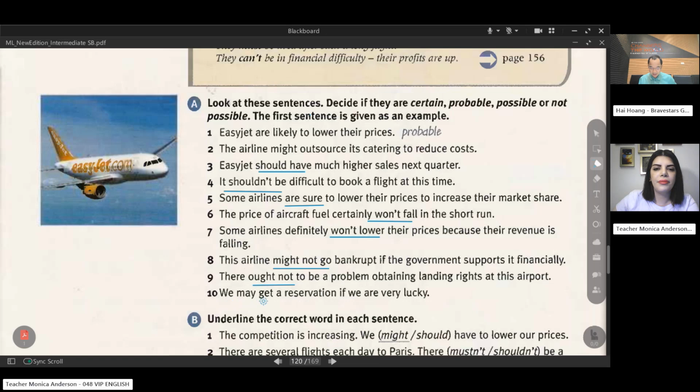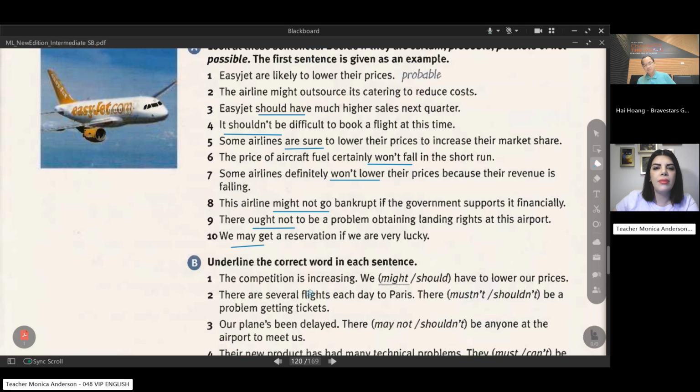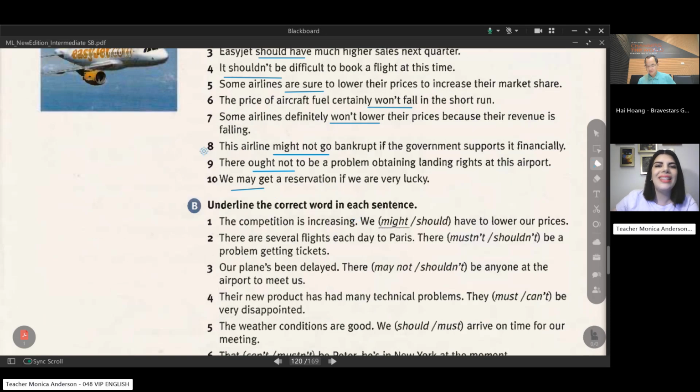10 is possible. Very good. May. So as you can see, the negative form of ought to is ought not to, but I would prefer should. This was too formal.